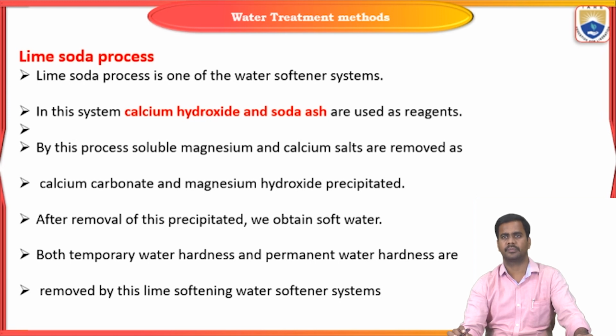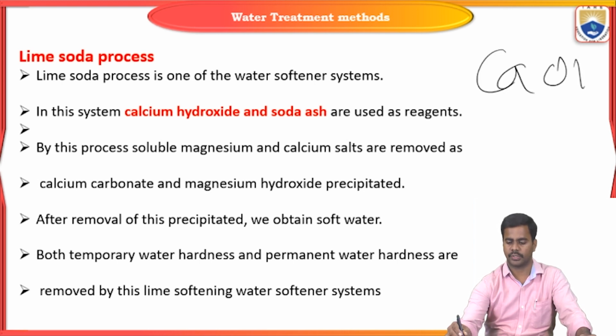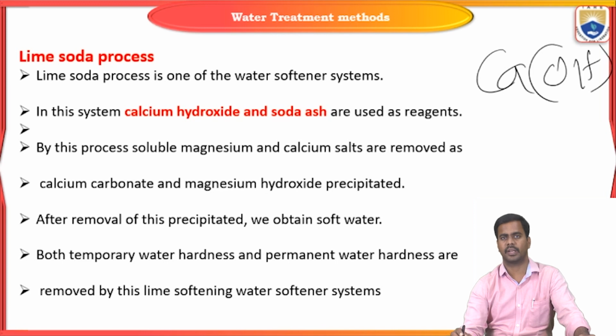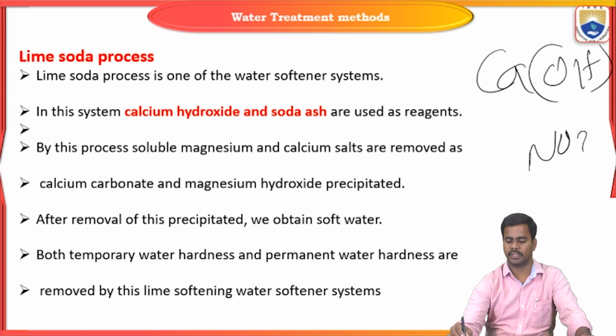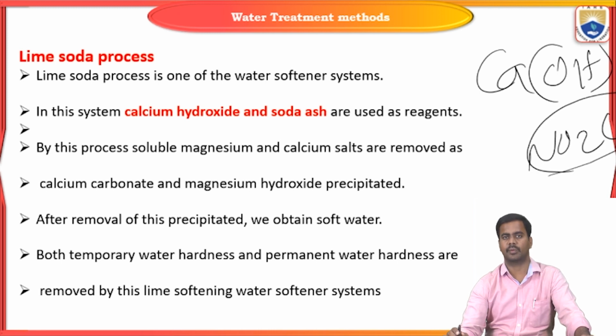So here, calcium hydroxide and soda are going to be used as reactants. Calcium hydroxide, Ca(OH)2, is known as lime, and soda ash, Na2CO3. Sodium carbonate is used as the soda. So by this process, soluble magnesium and calcium salts are removed as precipitates.